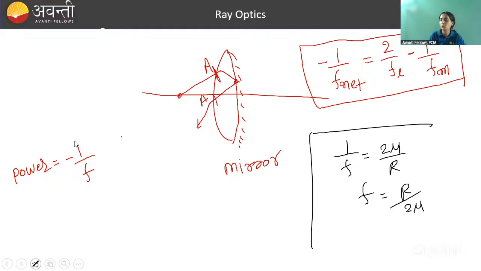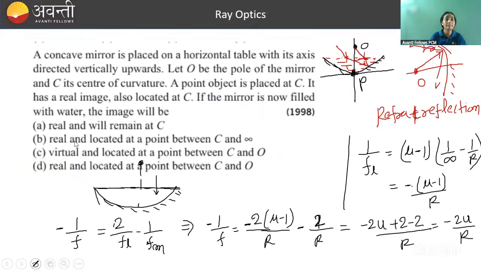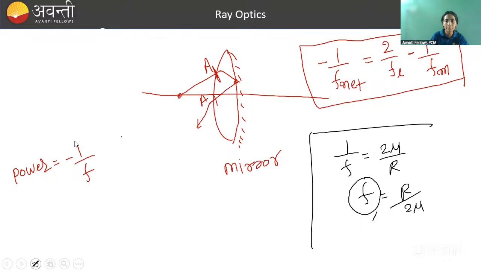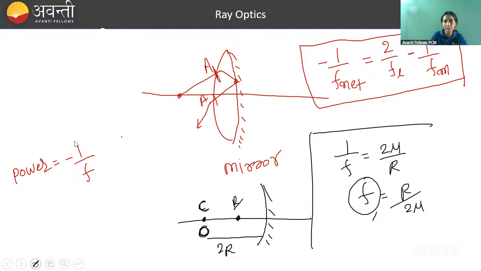So the new focal length is r by 2 into mu. Now let's check where the object is kept. The new mirror we got is something like this, and its focal length is r by 2 mu. Where is the object kept? In the initial case, the object is kept at the center of curvature, that is, at a distance of 2r. Now our focal length is somewhere here, and its value is r by 2 mu.